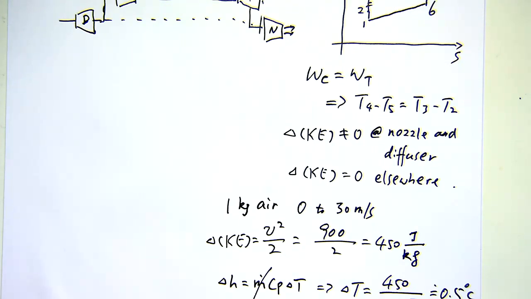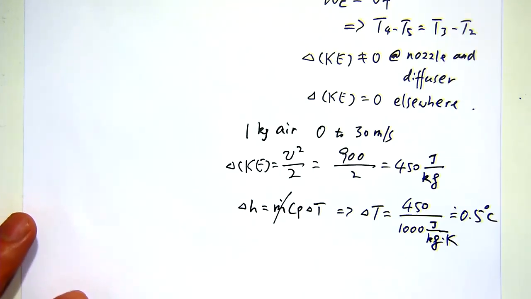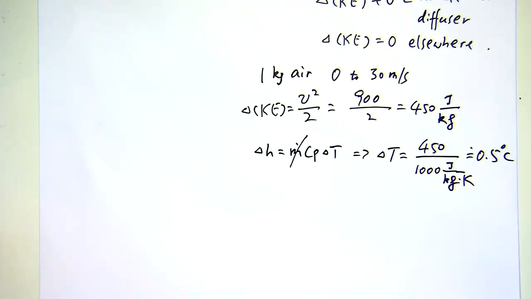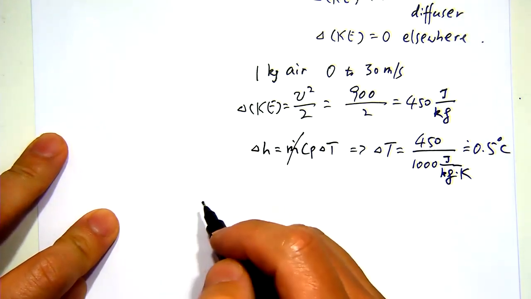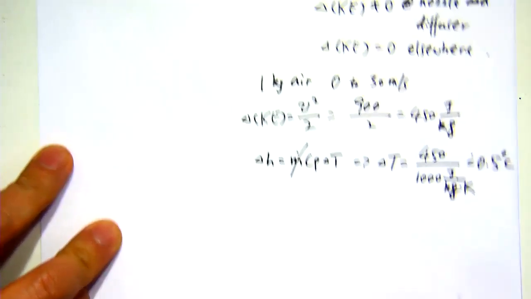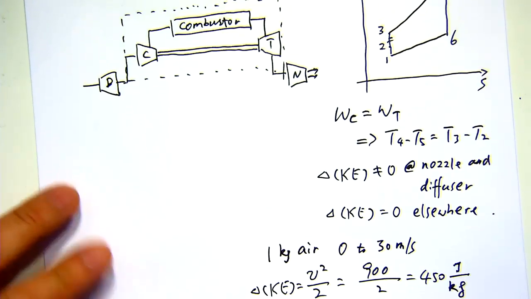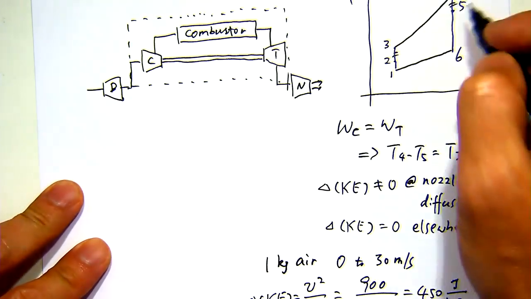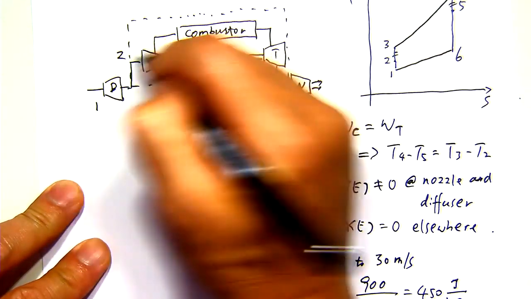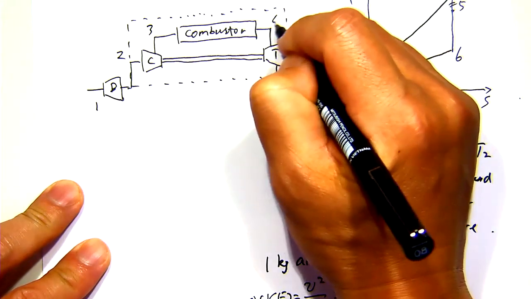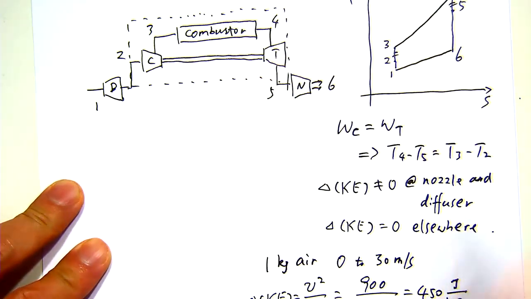All right, so that's something we want to be clear with. And we mentioned that the energy balance across the nozzle or diffuser can be written as, for example, if I mark 1, 2, 3, 4, 5, and 6, right?